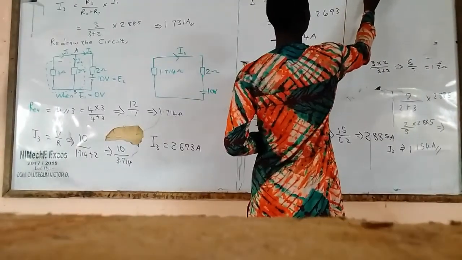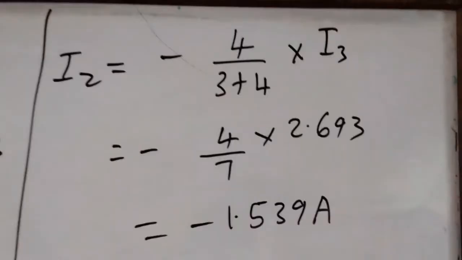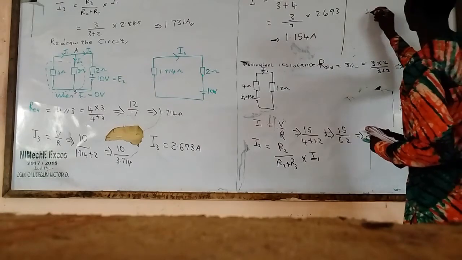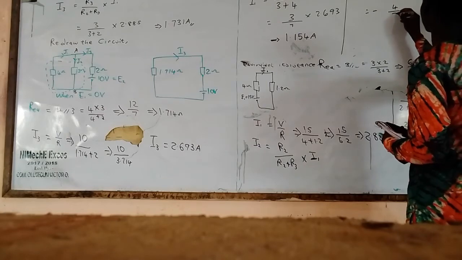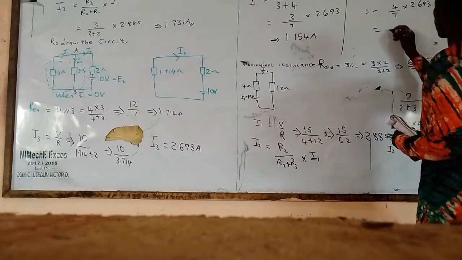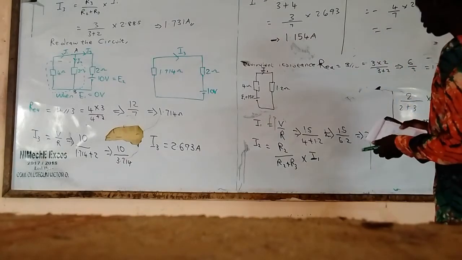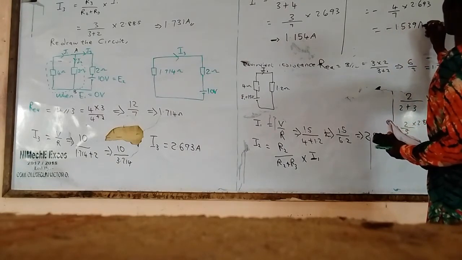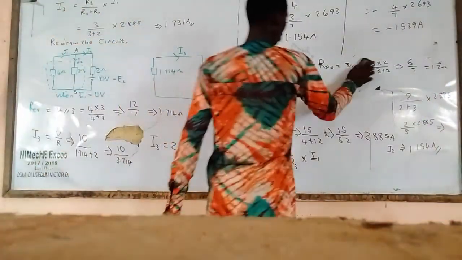I2, as I said, has the opposite direction, so it must be negative. It is going backward. So it's going to be minus 4 over 3 plus 4 times I3. That gives us minus 4 over 7 times 2.693, and the total answer should be minus 1.539 amperes.